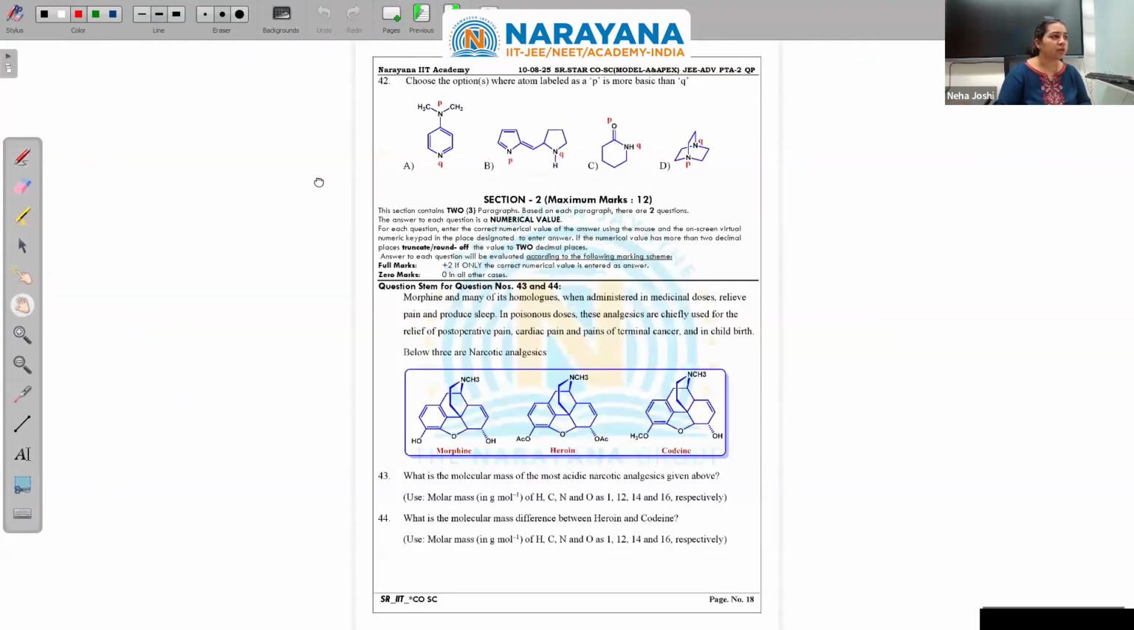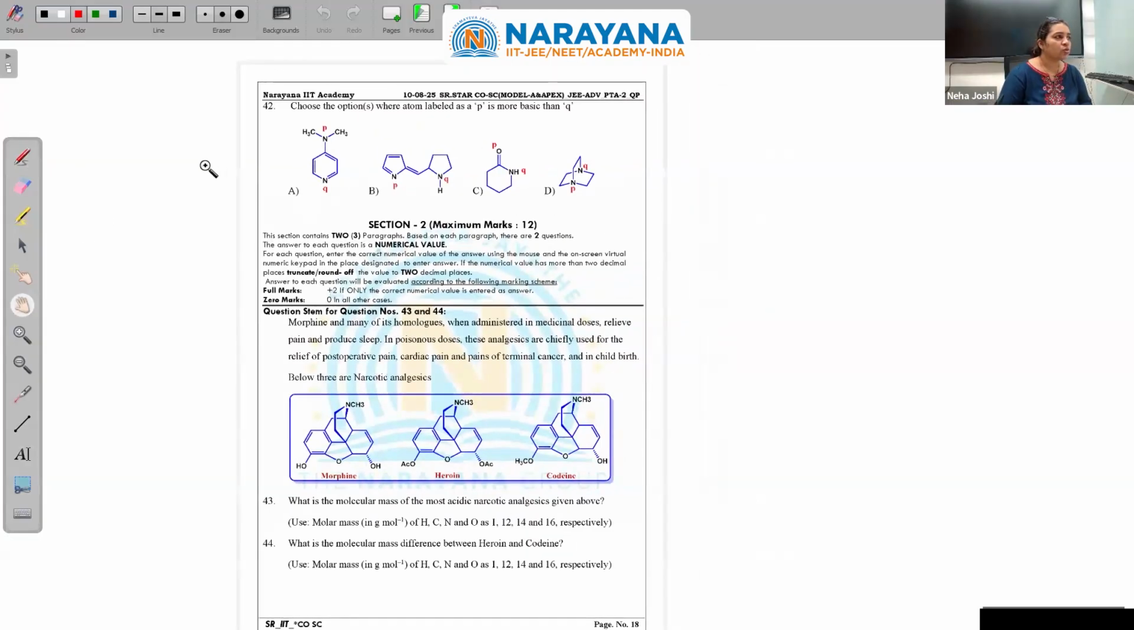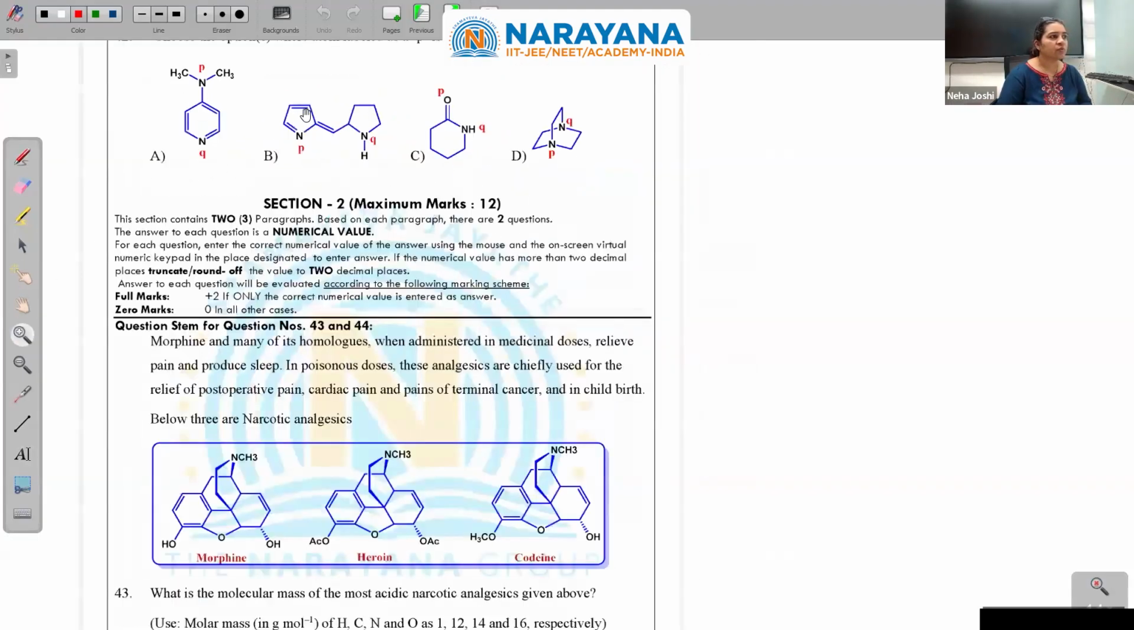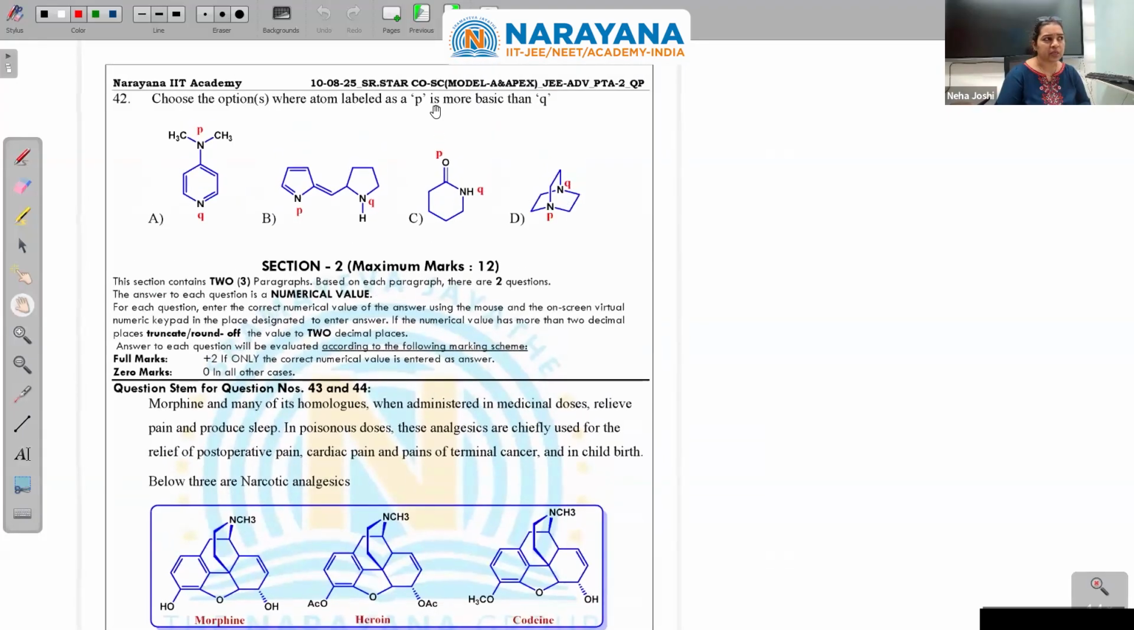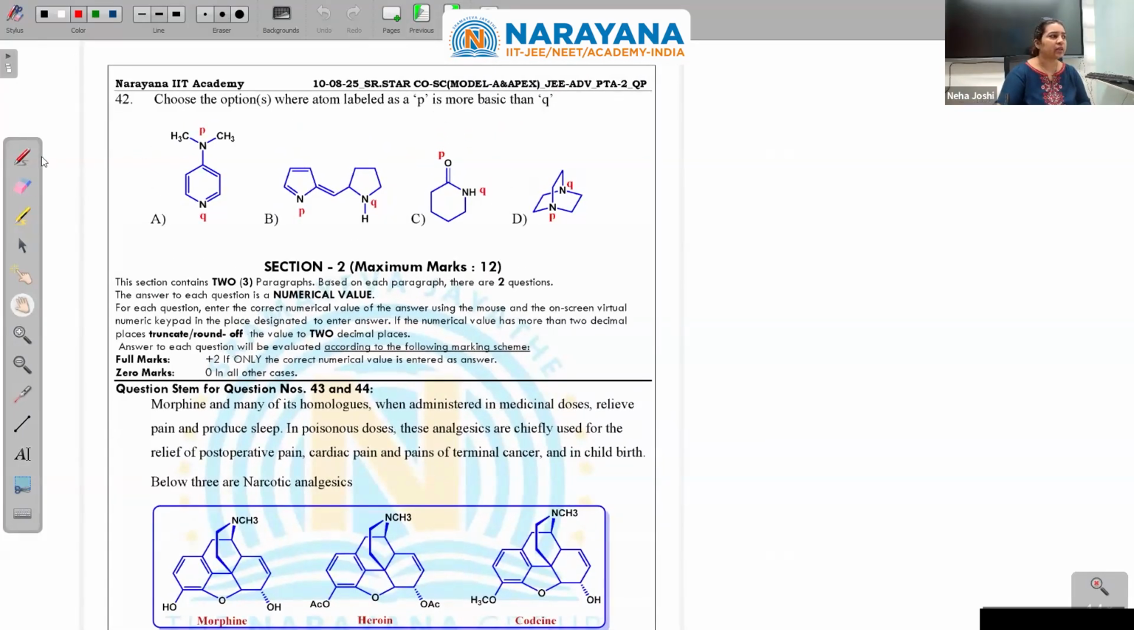Coming to question number 42, choose the options where the atom labeled as P is more basic than Q. Okay, we have to find where P is more basic. Now see, here it is a localized lone pair, whereas this P lone pair is a delocalized lone pair. Localized lone pair, so this is more basic. Whereas we have to search where P is more basic. So this cannot be the answer.